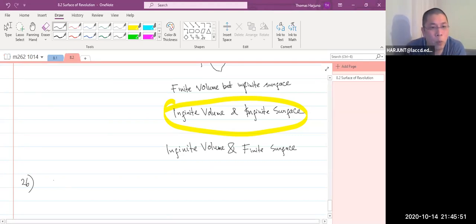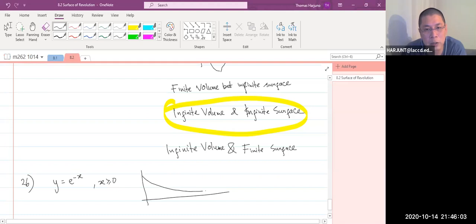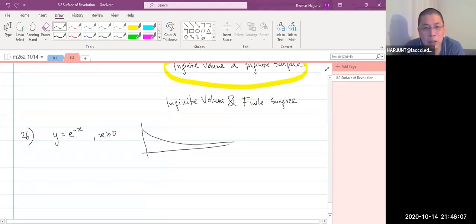Number 26. If the infinite curve is rotated about the x-axis, find the area of the resulting surface. So we have y equals e to the negative x, for x greater than or equal to 0. By the way, e to the negative x is an exponential function, looks like this. Okay, now I will rotate this.